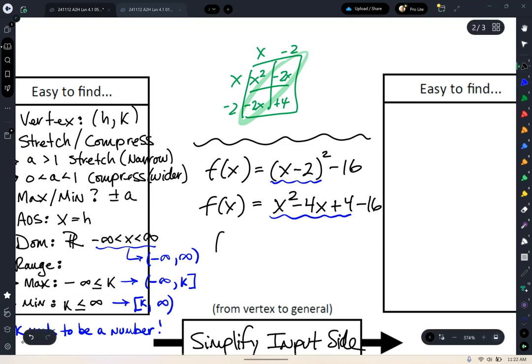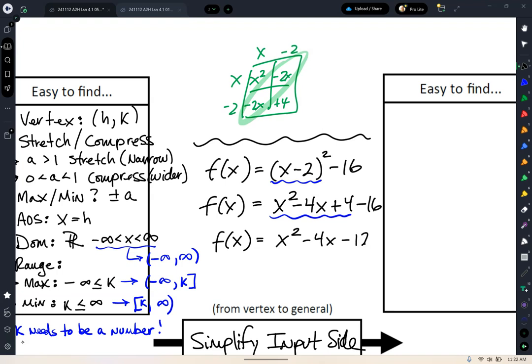Good. So then that's going to give us f of x is equal to x squared minus 4x, and then what's minus 12? Okay. Are we done now? Oh, yeah.